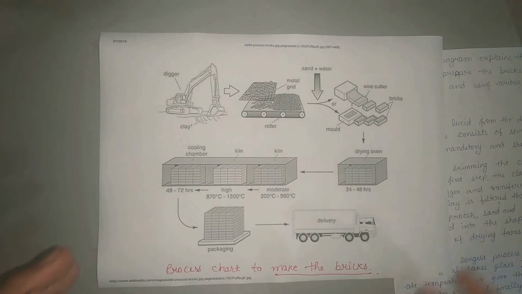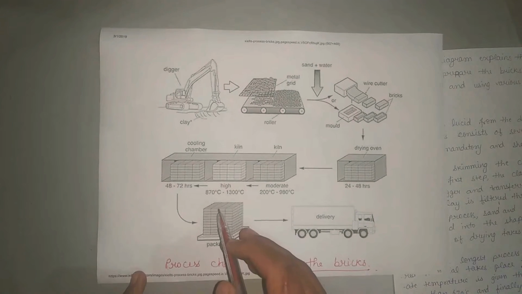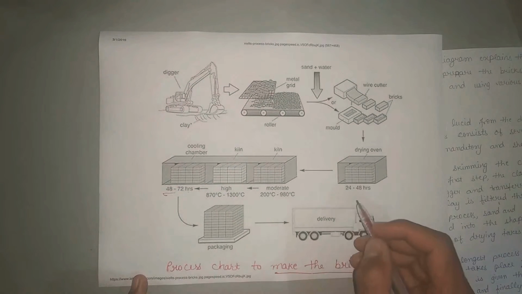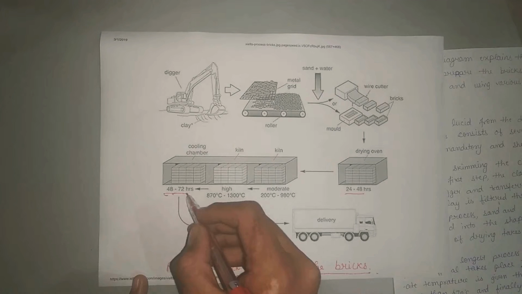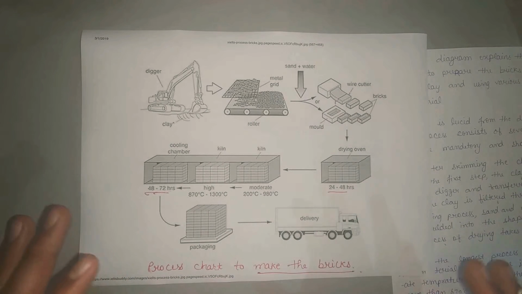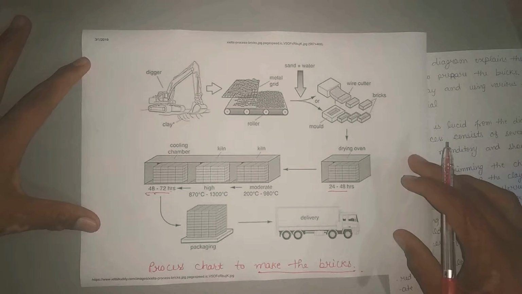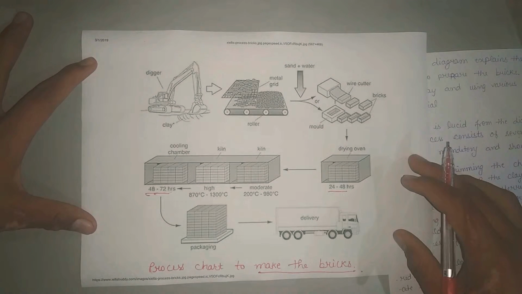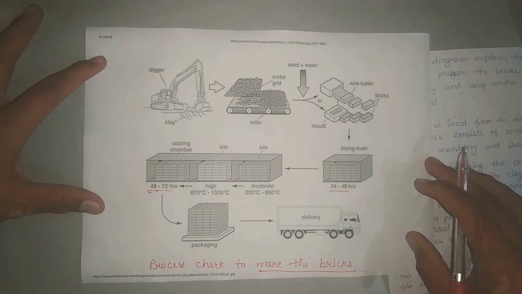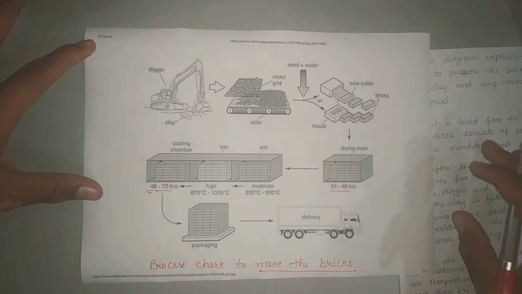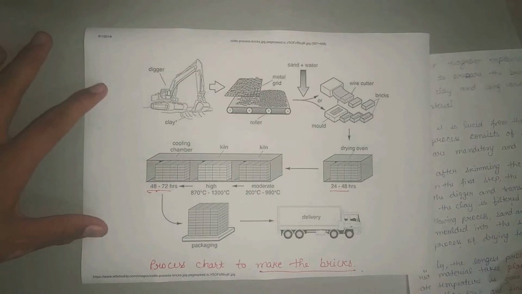First of all, observe how many steps there are and which step is longer. For example, this is 48 to 72 hours. This is 24 to 48 hours. And which steps are unusable. You can say which steps can be removed, but I think that no single step can be removed. If any one is skipped, then it would be difficult to make the bricks. So now move to the question.